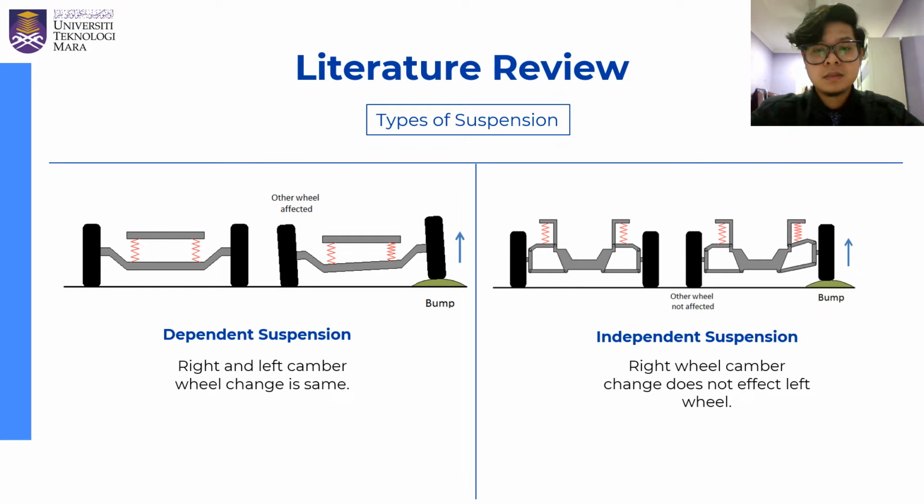Dependent suspension system is the system in which two wheels are connected to each other. For example, if one of the wheels is disturbed by bumps, the other wheel will be affected. As a result, right and left camber wheel change is the same. As for independent suspension, each wheel moves independently without affecting the movement of the opposite wheel. As a result, right wheel camber change does not affect left wheel.